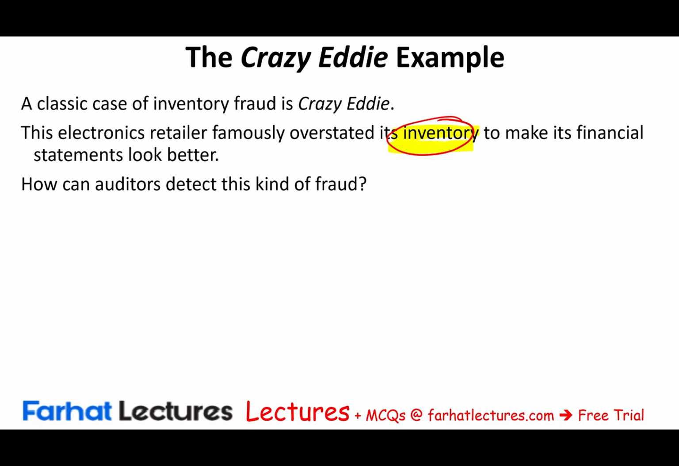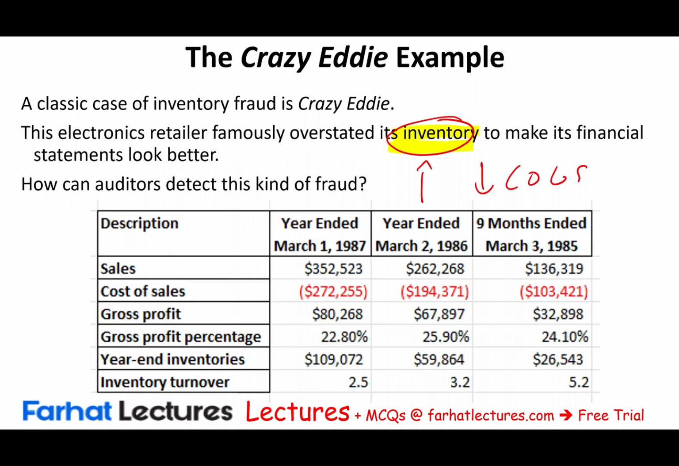So what did they do? They went up with inventory. Cost of goods sold went down. Now, when you have inventory like this, it's good to look at the numbers. When you're manipulating inventory, it's going to show in the numbers. So let me show you the financial statement for Crazy Eddie. This is 1985. Their sales is 136, most likely in millions, minus cost of goods sold 103. Gross profit is 32. Gross profit percentage is 24%. Okay, that's fine. Their inventory is 26,000. Inventory turnover 5.2. Okay, great.